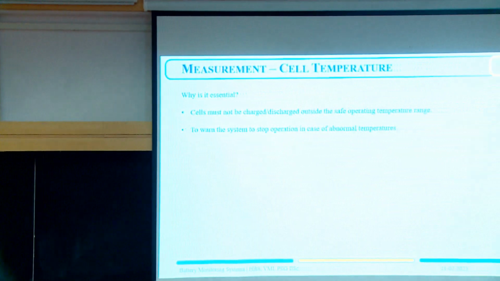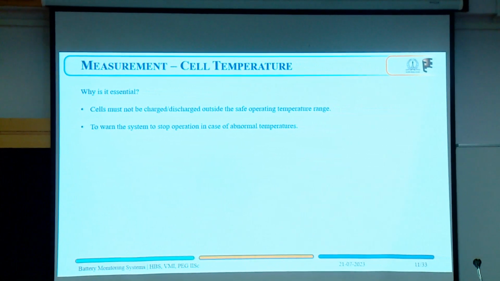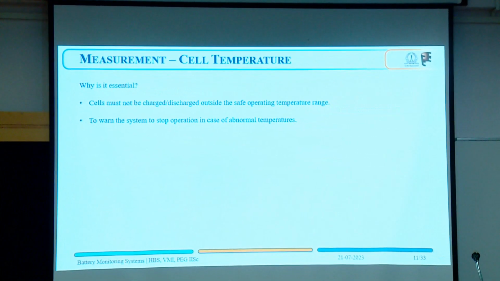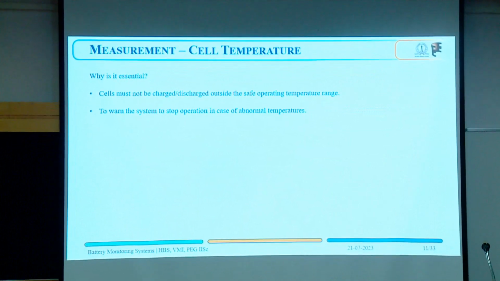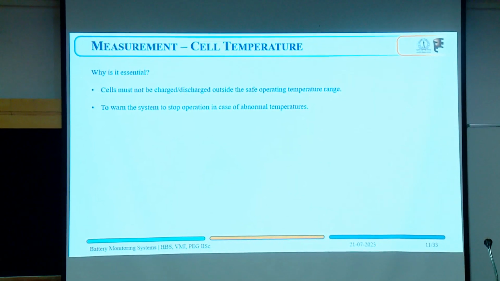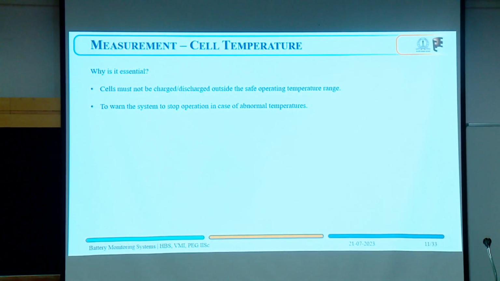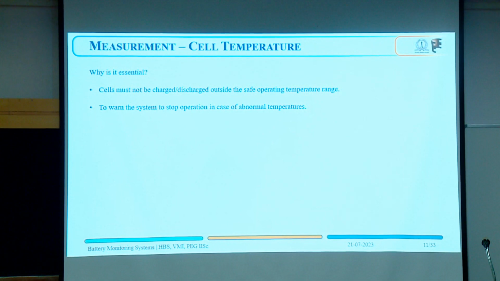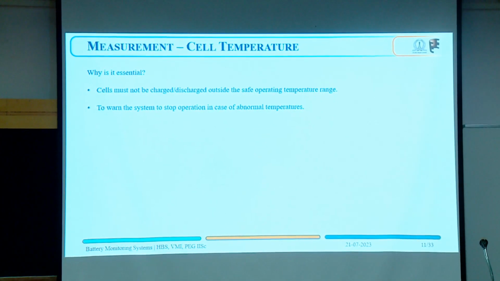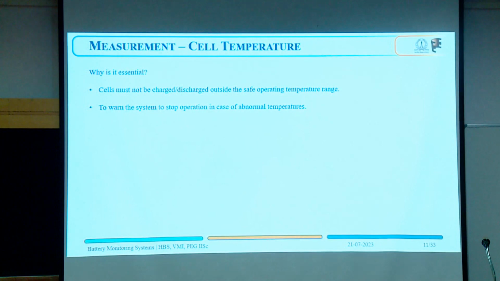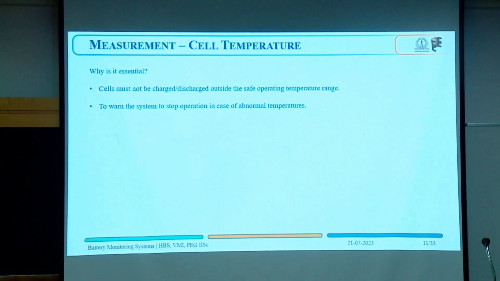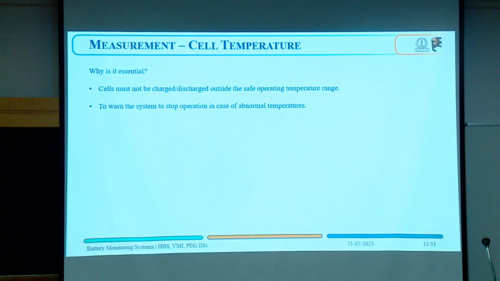So then coming to cell temperature, why is it essential? Again, we have to maintain it in the safe operating area, and we have to warn the system to stop the operation, charging or discharging, in case of any abnormal temperatures. Plus there are systems which can perform active cooling of the batteries or the cells. They can engage or disengage a particular type of cooling mechanism. They can turn on a fan, or maybe open a valve and there will be a heat sink through which liquid flows. So cooling mechanisms can be activated by sensing the temperature.